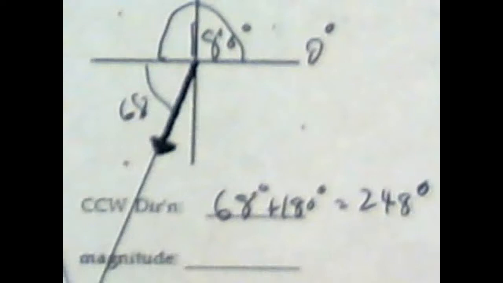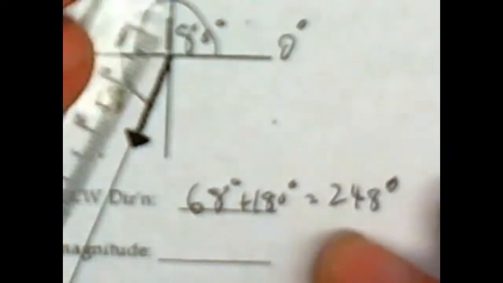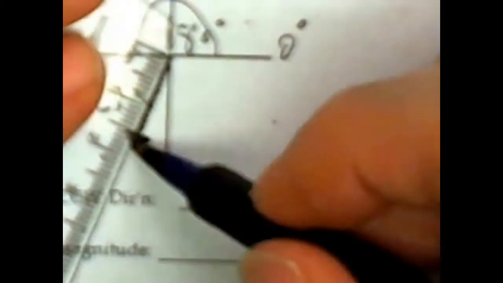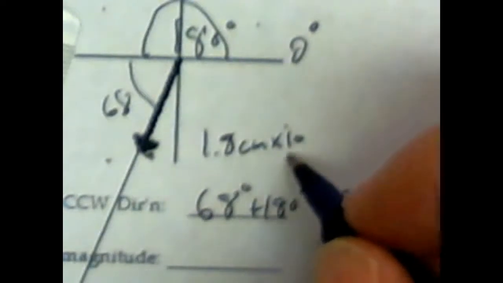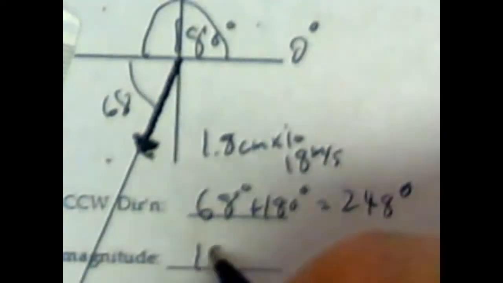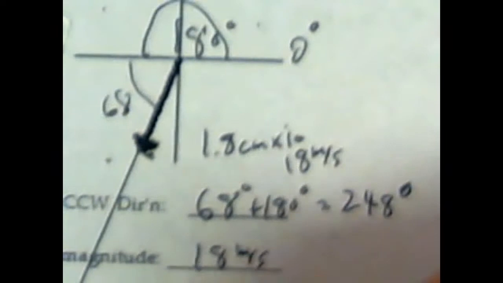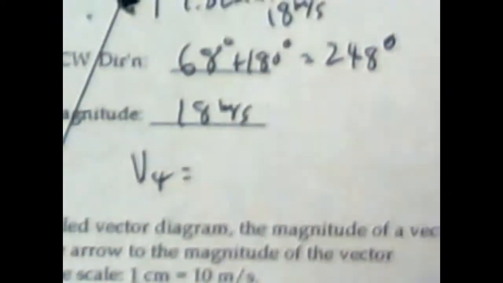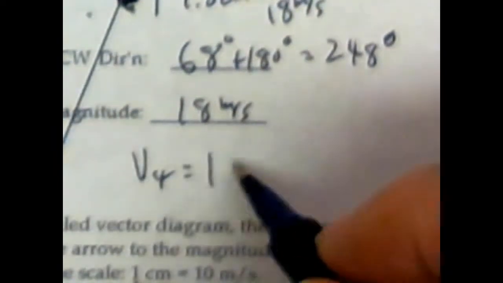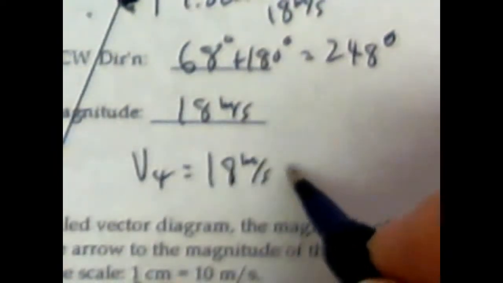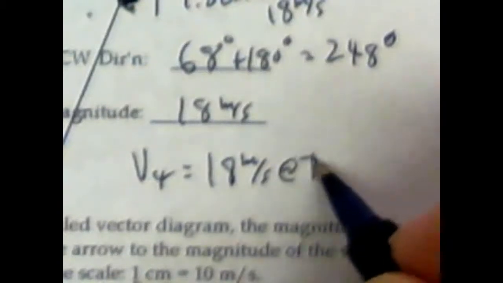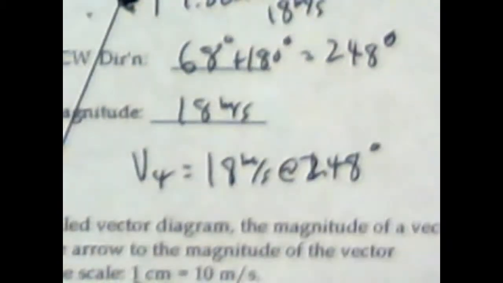Okay, last one. Measure that length. So about 1.8 centimeters. I'm going to multiply that again by 10, and I get 18 meters per second. So V4, this fourth velocity, would be 18 meters per second at 248 degrees. All right, so that's how you measure vectors.